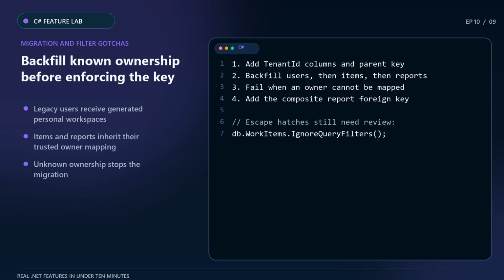Tests seed the episode 9 schema, preserve the raw mapping, require non-empty matching tenant IDs, and run SQLite foreign key checks. This backfill is specific to the companion's owner model. Real products need reviewed business mapping. Global filters are still defense in depth. IgnoreQueryFilters, raw SQL, or another data path can bypass them and require explicit authorization plus review.